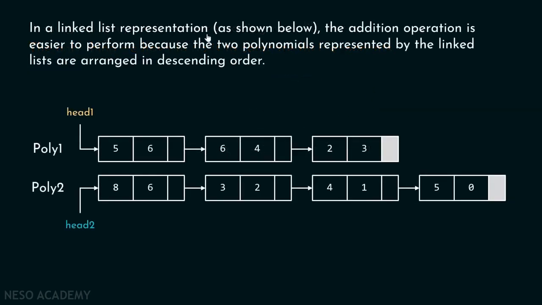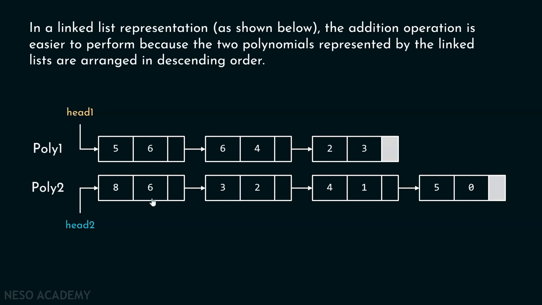In a linked list representation as shown below, the addition operation is easier to perform because the two polynomials represented by the linked lists are arranged in descending order. As I've already told you, the addition operation becomes easier when the two polynomials are arranged in descending order. And obviously this means that the linked lists which are representing the polynomials must be arranged in descending order of their exponents. Here obviously you can see this in this linked list. The first node has this exponent, that is 6. Next node has this exponent 4, and the last node has exponent 3.